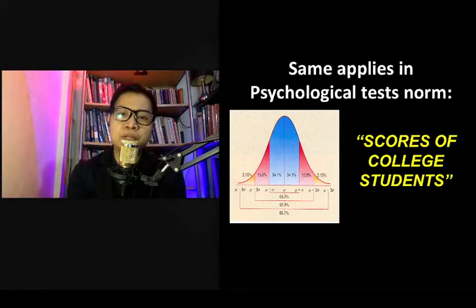Gagamitin ngayon natin to in the field of psychometrics. Halimbawa, gumagawa ka ng test that is meant to measure, let's say, the intelligence of college students. So, gumawa ka ng mga items, reliable na, valid na, now you're developing the norm. Anong norm dapat yung bubuuhin mo given the nature of your test.